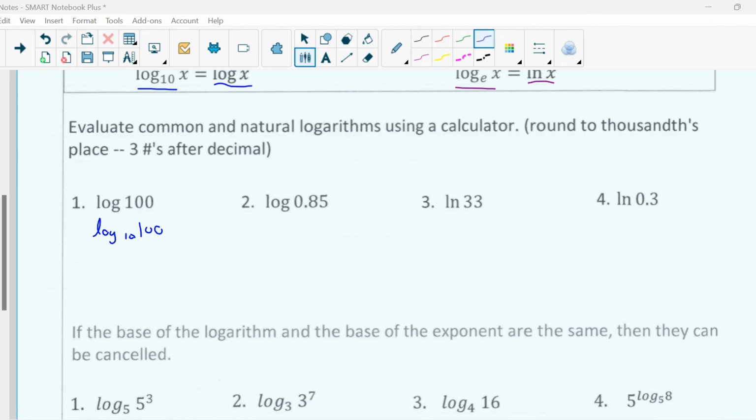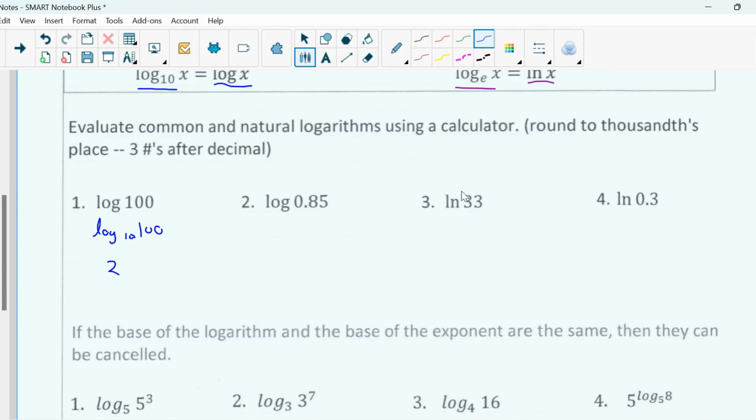All right, so to evaluate your logs, see if I can get this giant thing out of my screen. There we go. Okay, sorry about that. So to evaluate your logs, you are going to use the log key. So I would press this log key right here. It's right above natural log. It implies a base of 10. Type in 100, and it's going to give our answer, which is 2.